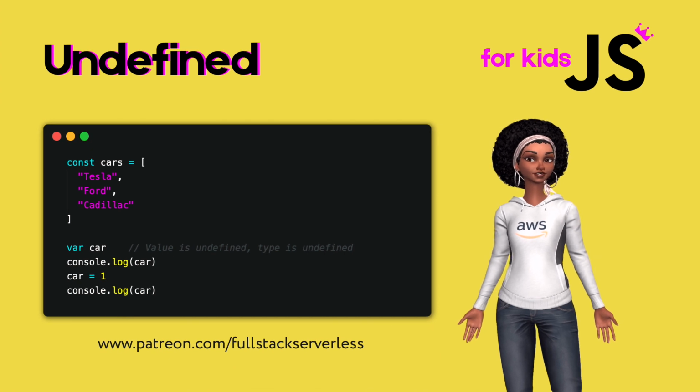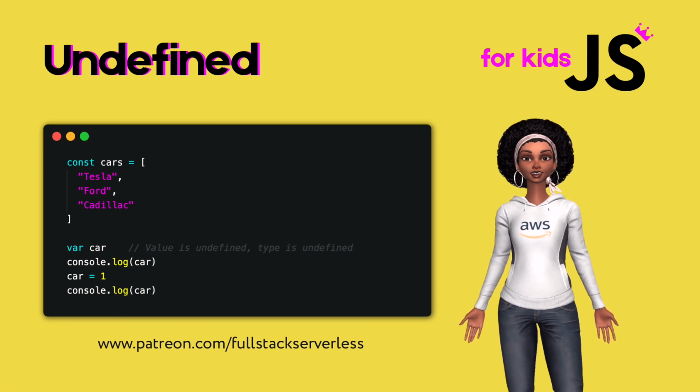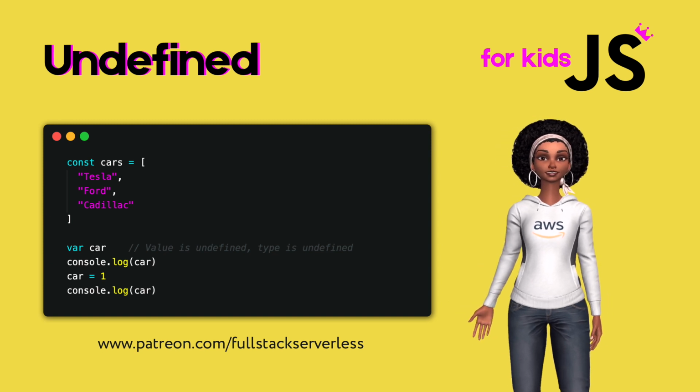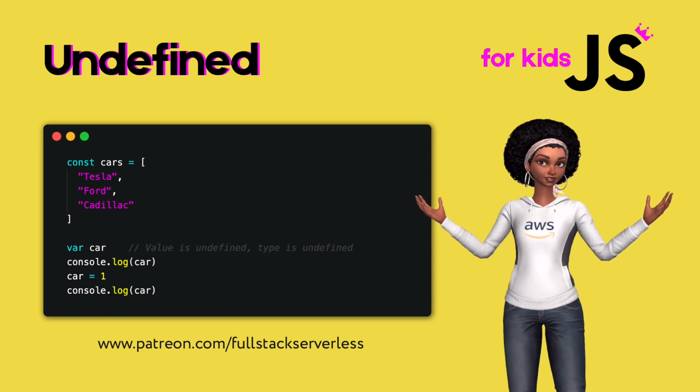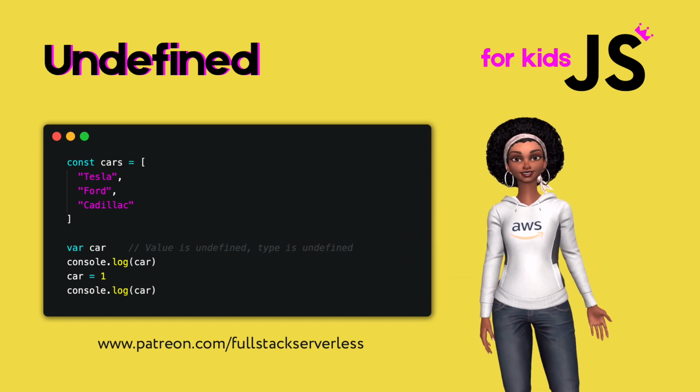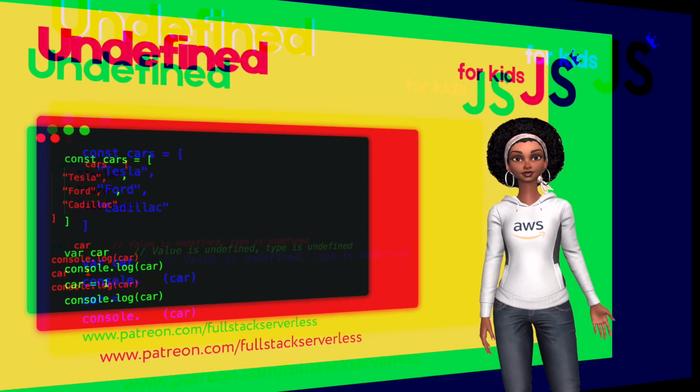Undefined. In JavaScript, a variable without a value has the value undefined. The type is also undefined. Any variable can be emptied by setting the value to undefined. The type will also be undefined.